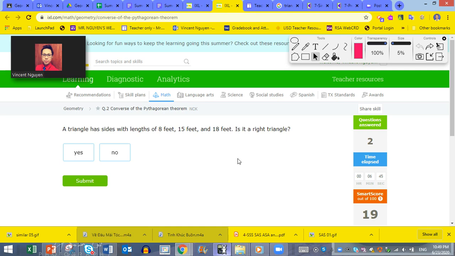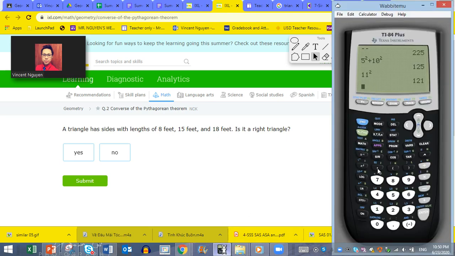Okay, next one. 8, 15, and 18. 18 is the longest, so we're going to do 8 squared. Now, you guys be careful. Sometimes they don't give these in order from smallest to largest. Sometimes they throw the longest side in the middle just to trick you, and then you think that the longest side is actually a shorter side, and then you mess up. So a squared plus b squared is 289. You do 18 squared.